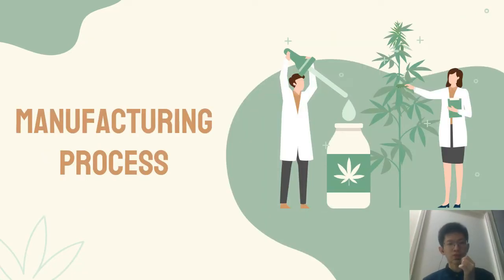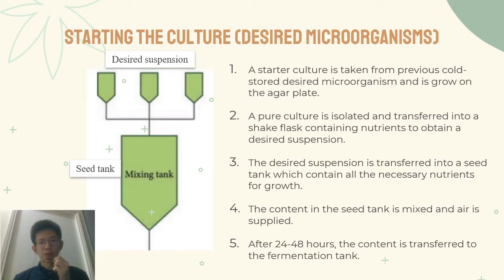Next, I will continue with the manufacturing process of antibiotic. The first step is starting the culture. A starter culture is taken from previous cold store desired microorganism and is grown on the agar plate. A pure culture is isolated from the agar plate and transferred into a shaped flask containing nutrient in order to obtain the desired suspension. Then the desired suspension is transferred into a seed tank which contains all the necessary nutrients for growth. The content in the seed tank is mixed continuously and air is also supplied. The content in the seed tank is transferred to a fermentation tank after 24 to 48 hours.